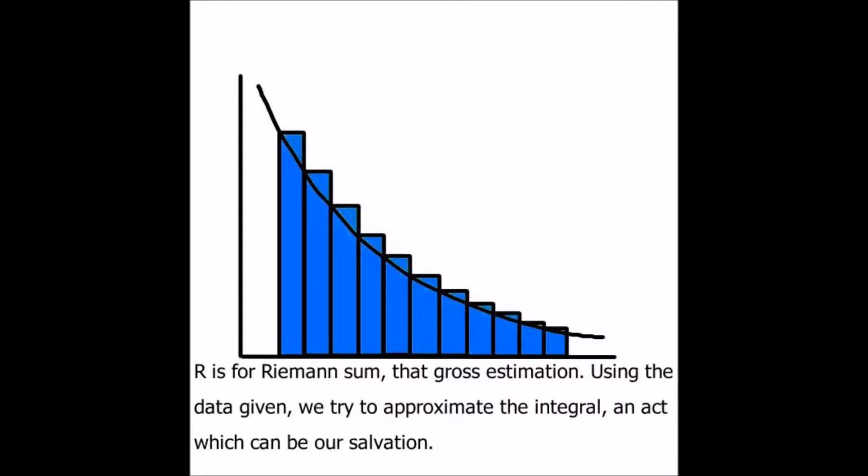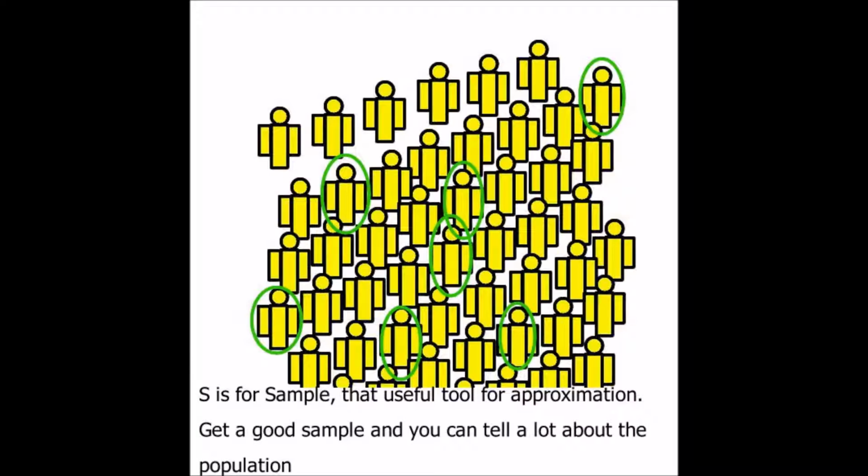R is for Riemann sum, that gross estimation. Using the data given, we try to approximate the integral, an act which can be our salvation. S is for sample, that useful tool for approximation. Get a good sample and you can tell a lot about the population.